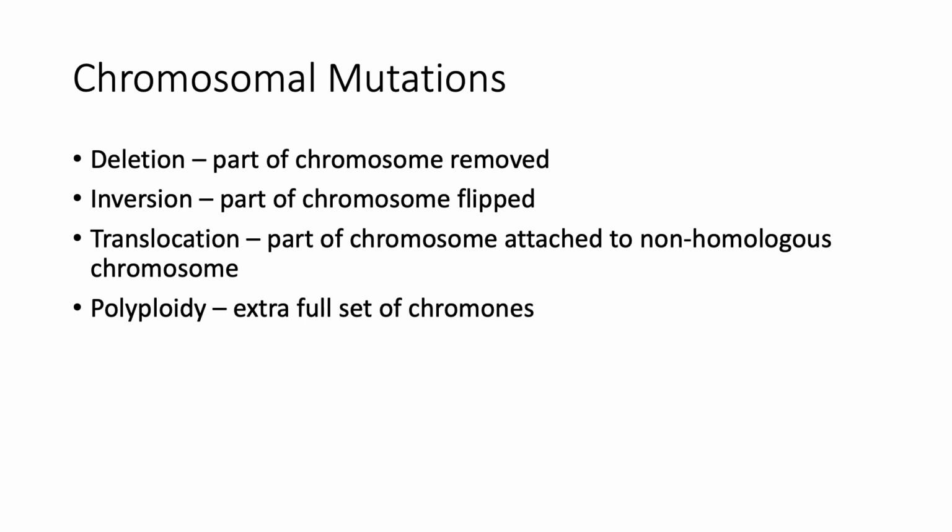In polyploidy, there is at least one complete extra set of chromosomes. For example, humans have 2 times 23 or 46 chromosomes. So if they were to have 3 complete copies of all the chromosomes, it would be 69 or 3 times 23. And if it were 4, it would be 4 times 23 or 92, etc.